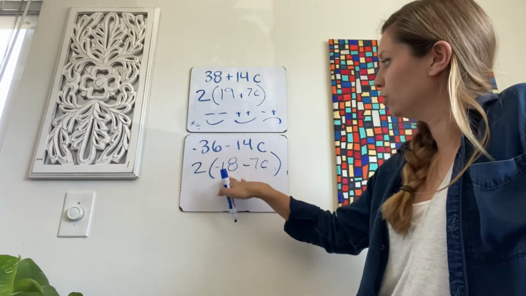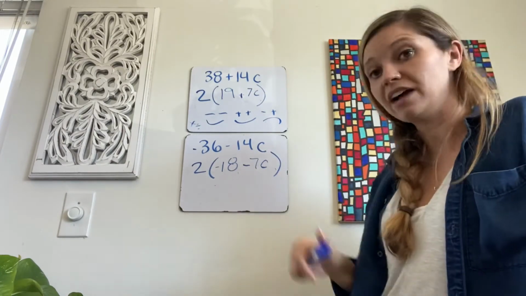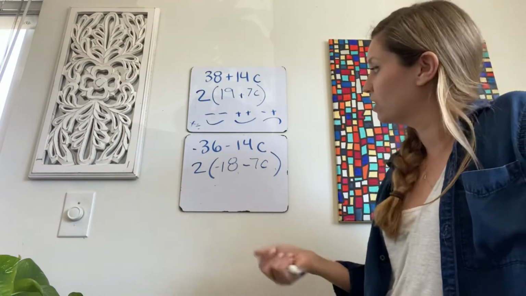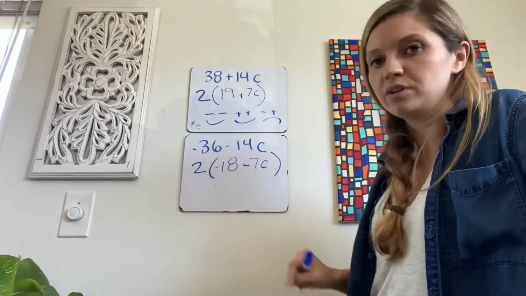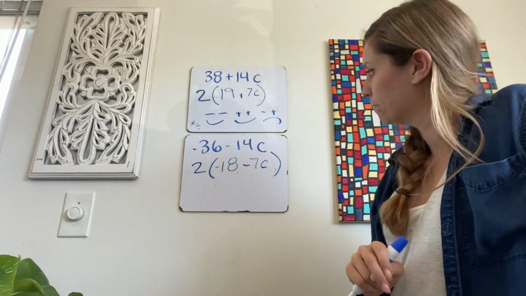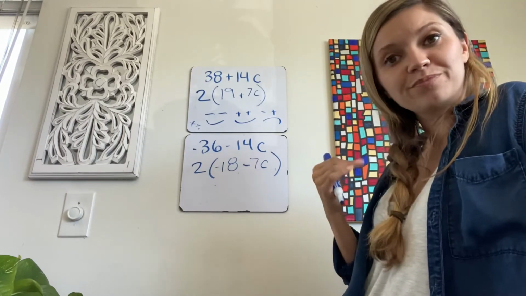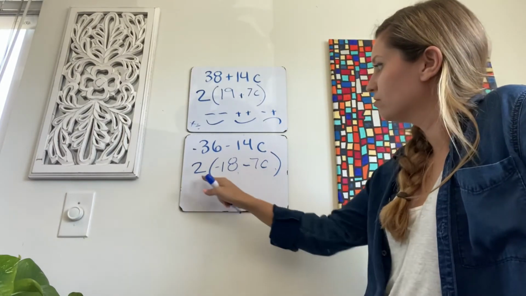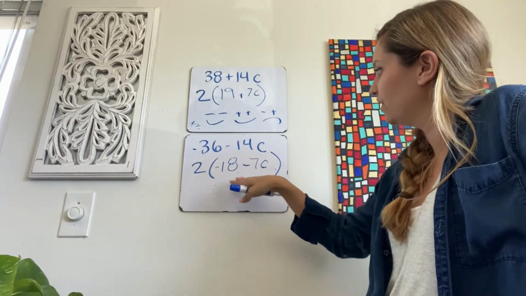All right, now you look to make sure that you were right, that 2 was actually the greatest common factor, and the way you test it is by looking to see if both of these numbers have any common factors besides 1. And they don't. So that is your answer. 2 times negative 18 minus 7C.